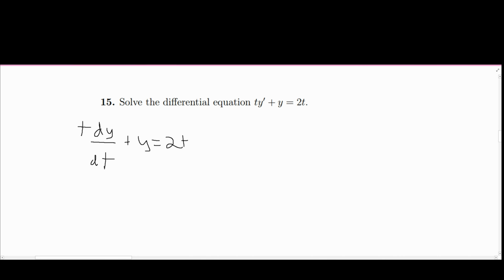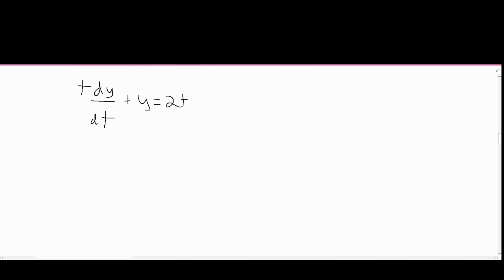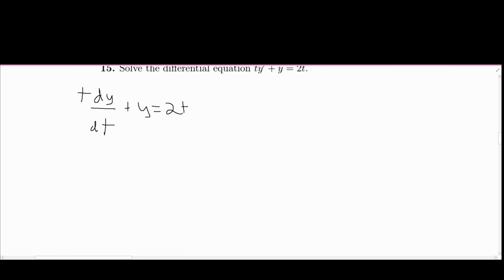First, we're going to expand y prime into dy/dt. Now, we cannot use separable equations since this dt will multiply to this y, and we will not be able to get y by itself. So for this, we can use the theory of linear equations. Now, we are going to divide everything by t.